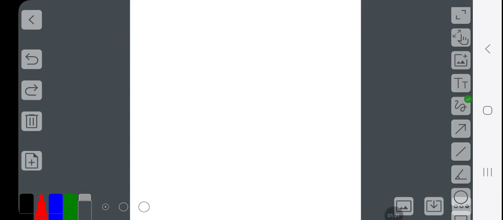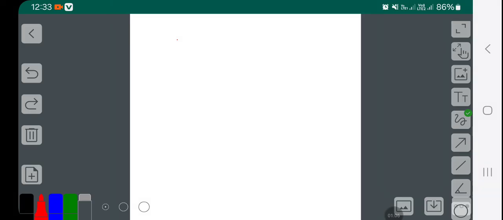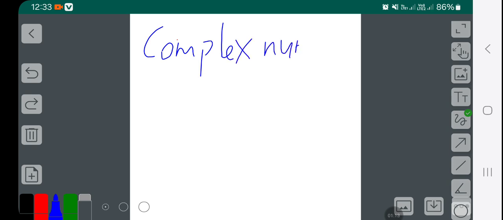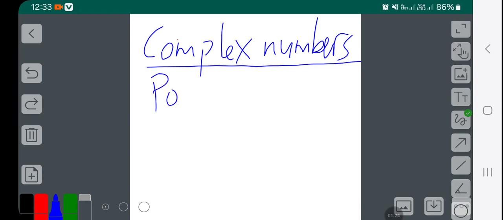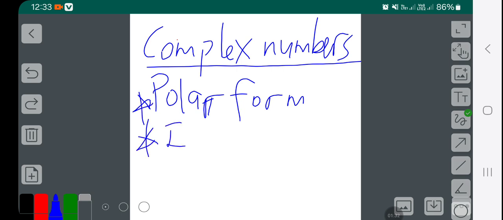From question 2.1, we are going to do question 2.1. Since we are focusing on complex numbers here, today we're going to talk about what you call a polar form, and your exponential form.